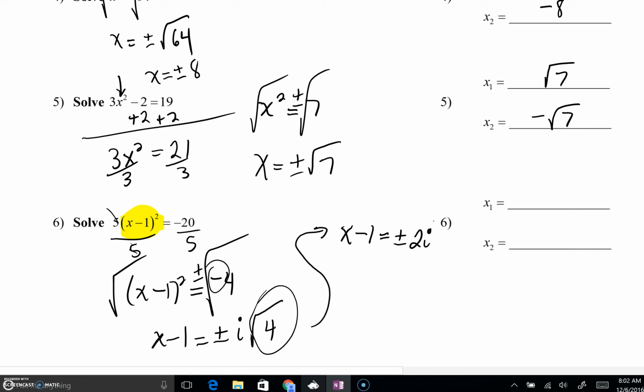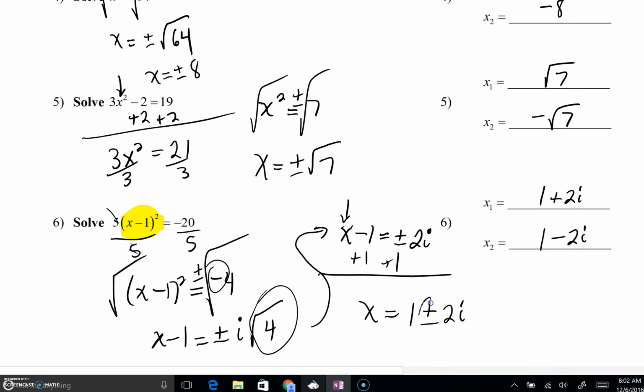Now we're not done just yet because we need to get x alone. So we're going to add a 1 to both sides. It's very, very tempting to try to add the 1 and the 2 to create a 3, but these are not like terms. You're going to have 1 plus 2i and 1 minus 2i. That's what this plus minus is really representing.